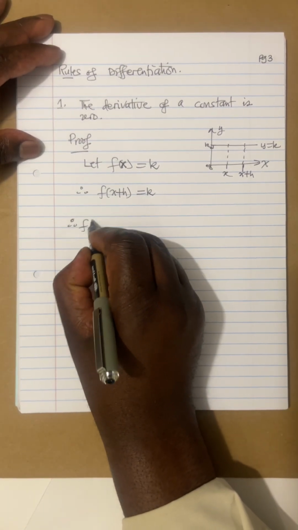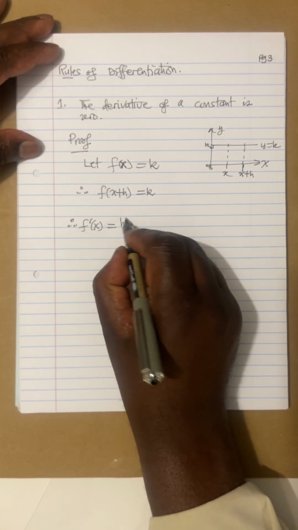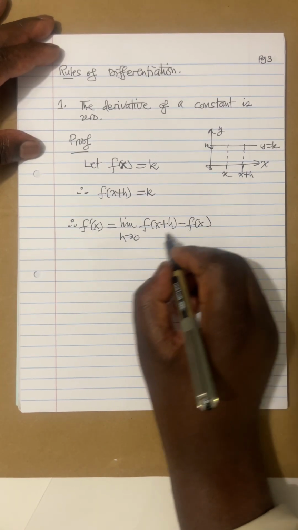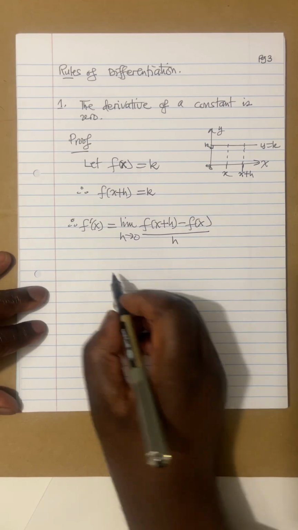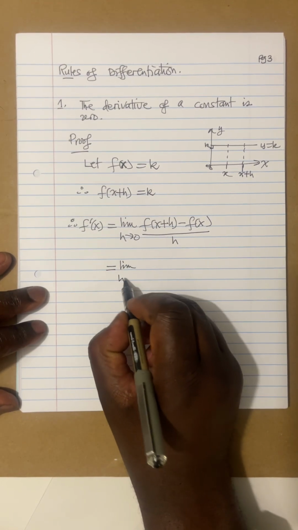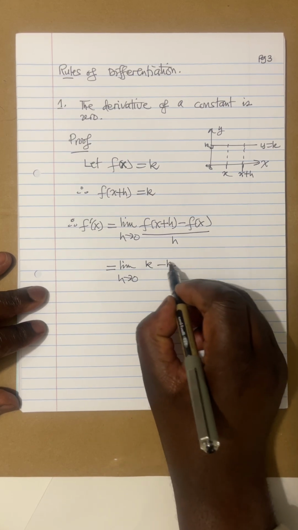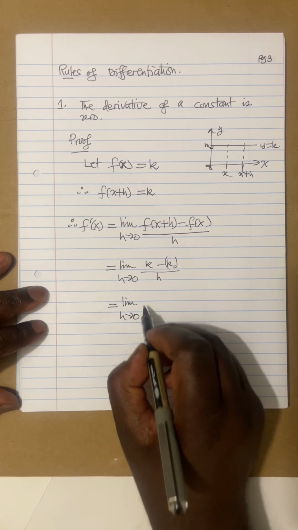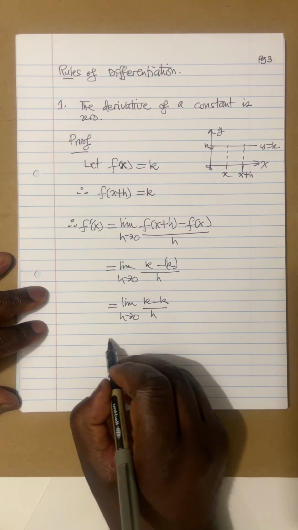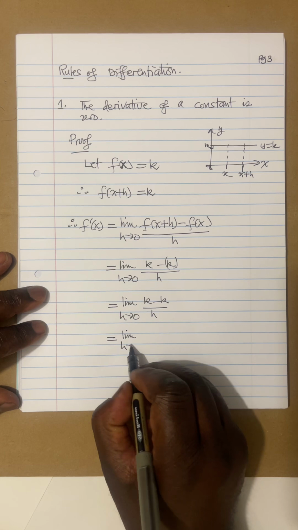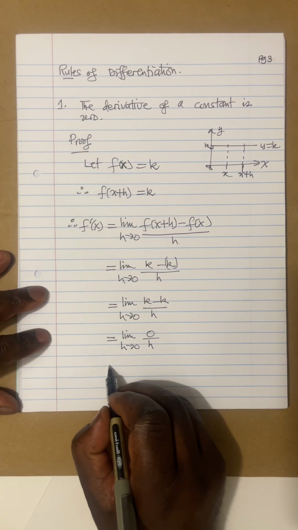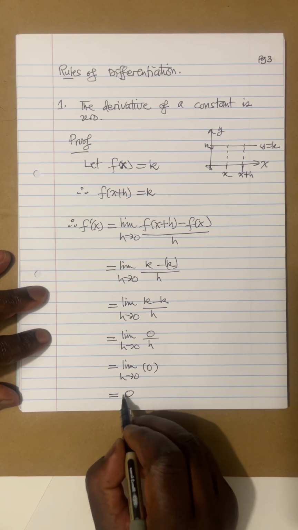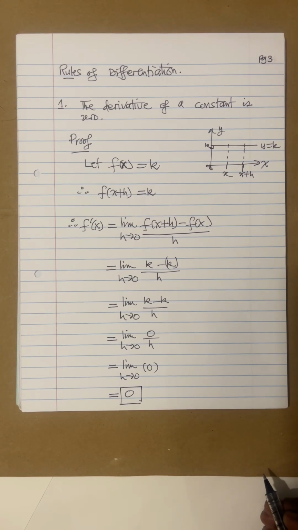So therefore, f prime of x will be equal to limit as h approaches 0 of f of x plus h minus f of x all over h. Substituting, we have limit as h approaches 0 of k minus k all over h. This will be limit as h approaches 0 of 0 over h. This will be limit as h approaches 0 of 0, and the answer is 0. So that ends the proof. The derivative of a constant is 0.